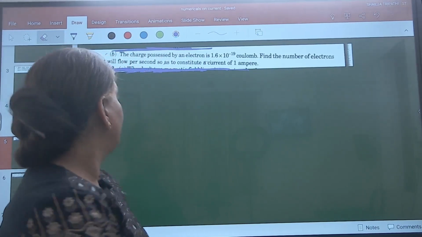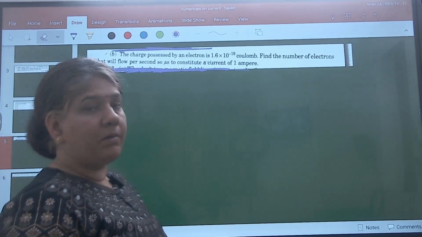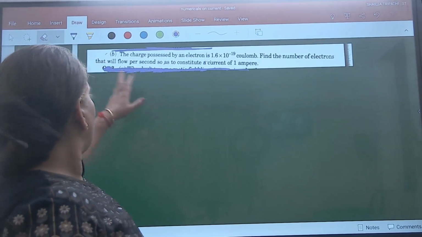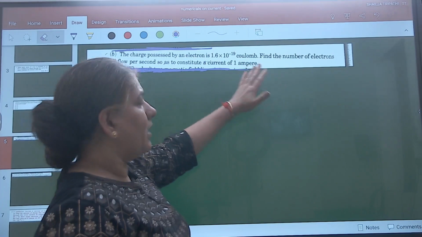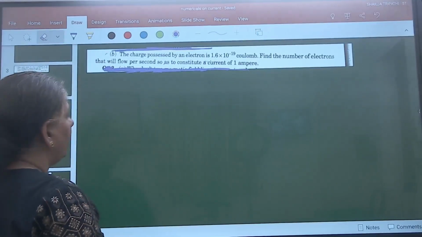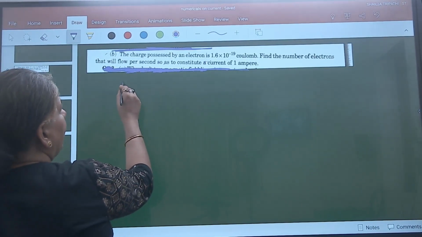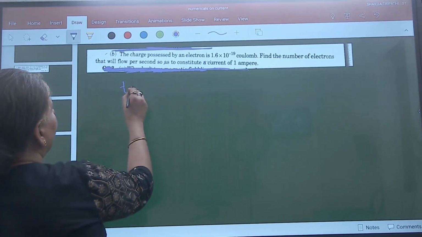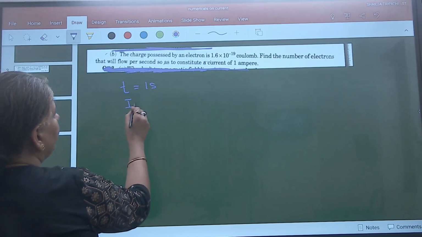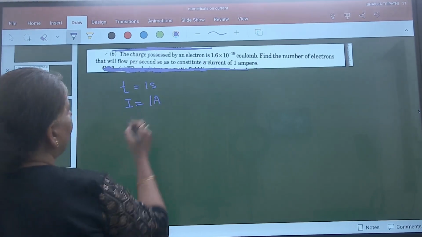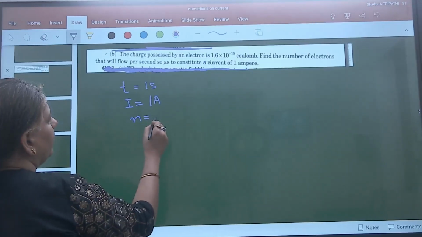Let's see this question. The charge possessed by an electron is 1.6 into 10 raised to the power minus 19 coulomb. Find the number of electrons that will flow per second so as to constitute a current of 1 ampere. In this case, we are given time, that is 1 second, and the value of current is given, that is 1 ampere. We have to find the number of electrons that are flowing.